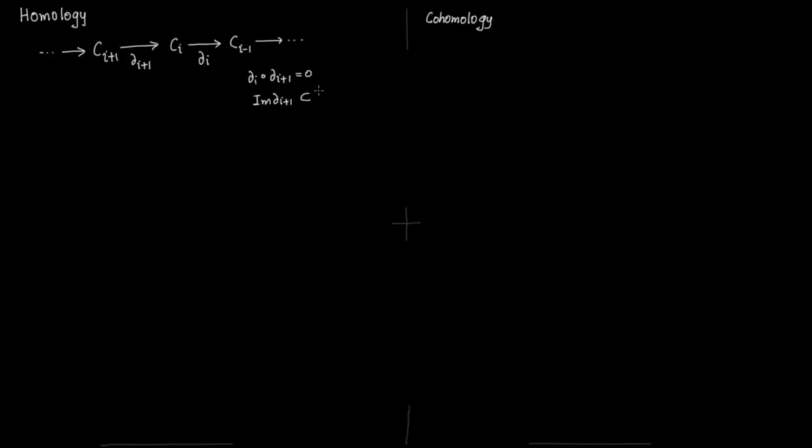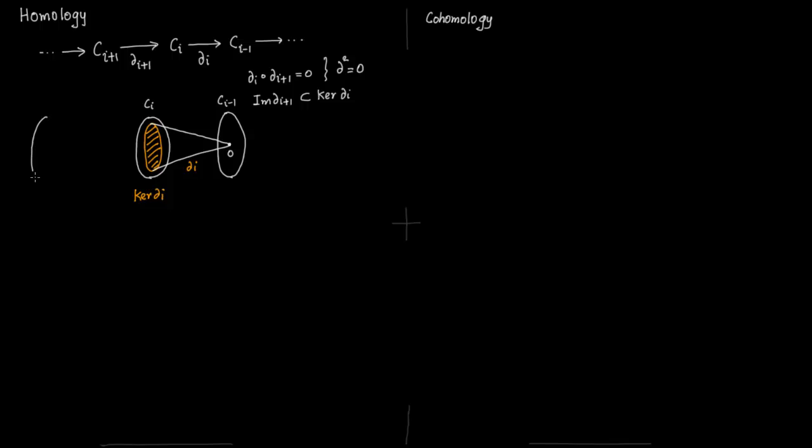That means that the image of delta_{i+1} lies in the kernel of delta_i. So we also write this condition as delta squared equal to 0. So let us draw some pictures. Say you have C_i here and then you have C_{i-1} here. Now the map delta_i acts on C_i and it takes this yellow portion to 0. So this becomes the kernel of delta_i. This is the map delta_i, and this yellow portion is the kernel of delta_i.